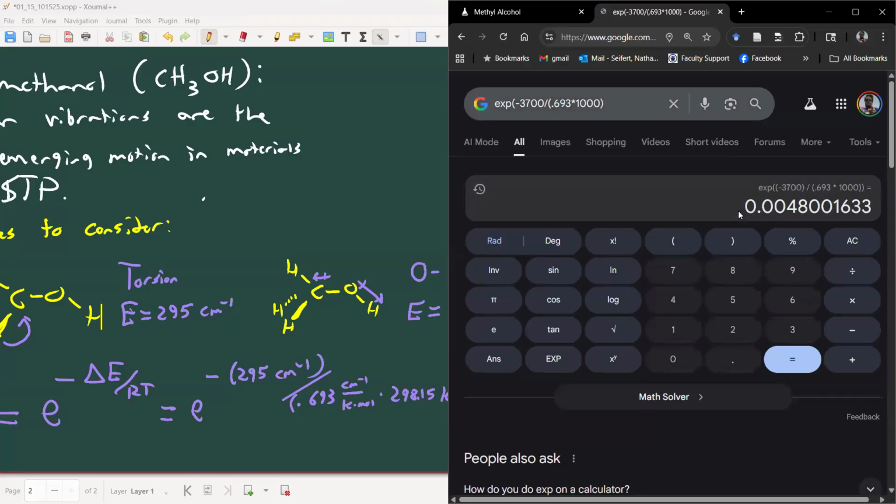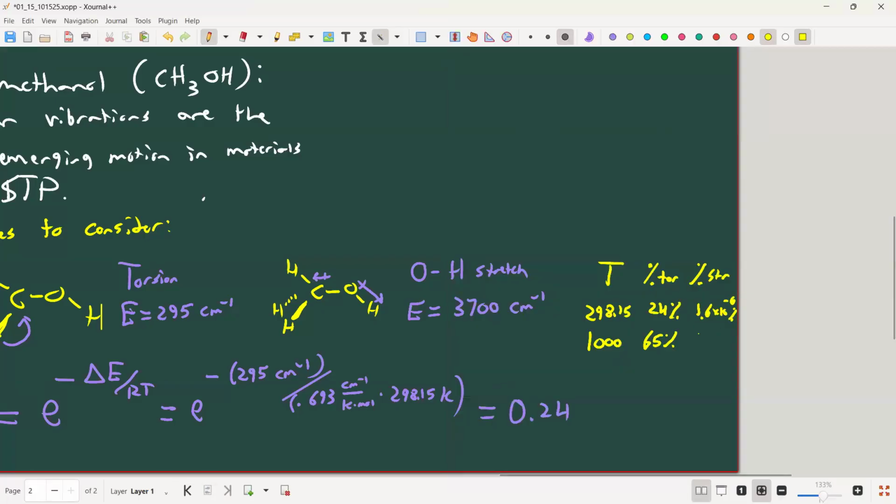And 0.4%, 0.5% is in the excited stretch. Right, so what that means now, the torsion changes by a factor of 3, meaning that there are 3 times more molecules that can access that torsional motion. But the big changes, of course, is in the higher energy modes. By going from room temperature to 1000 Kelvin, we go almost 4 orders of magnitude in abundance. So what does that mean?